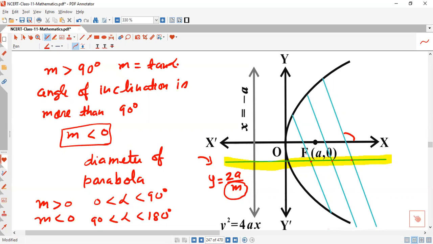So you have seen this angle of diameters. This diameter intersects this line at this point on the parabola. If I draw the tangent at this point, the slope of this tangent will also be equal to the slope of the parallel chords.